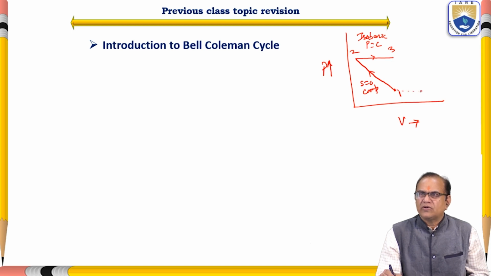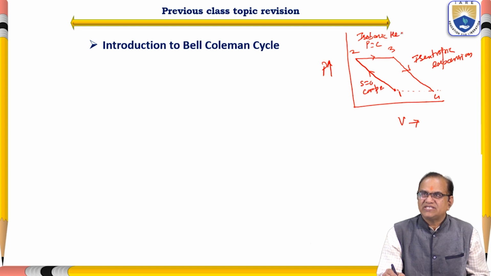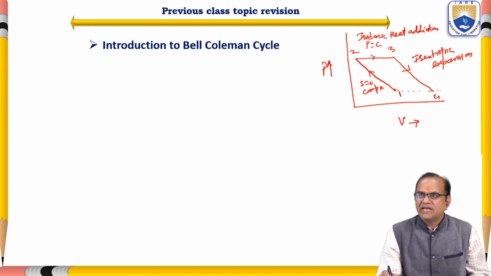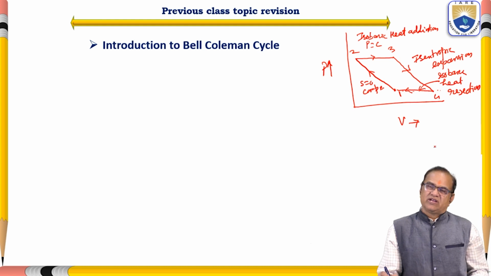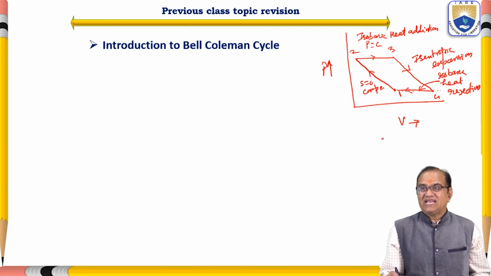Again, from 3 to 4, this is the isentropic expansion. It is an isentropic compression. It is isentropic heat addition, and here it is isobaric heat rejection. These are the four processes which the Brayton cycle has.